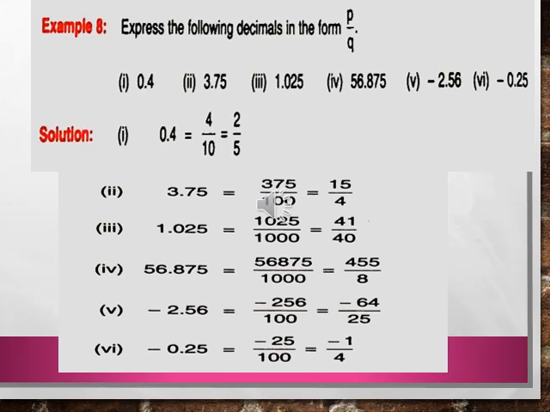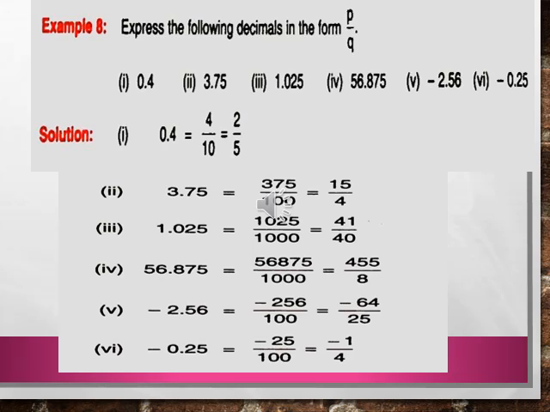See the second example. Here 3.75 is written. Now observe the decimal places. The decimal places are 2. So in the denominator when we write 1, we will write 2 zeros. And the number, removing the decimal, we will write in the numerator. So it becomes 375 upon 100. Now both the numbers are divisible, so convert that number into the lowest form. It becomes 15 by 4.